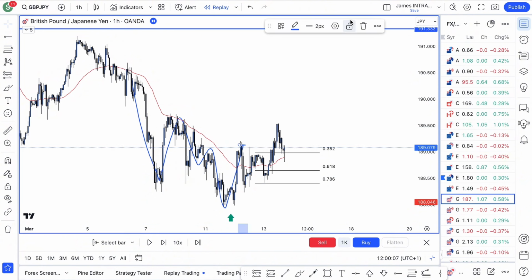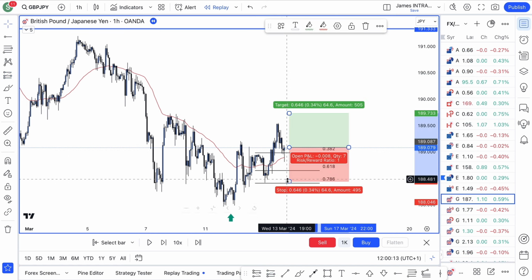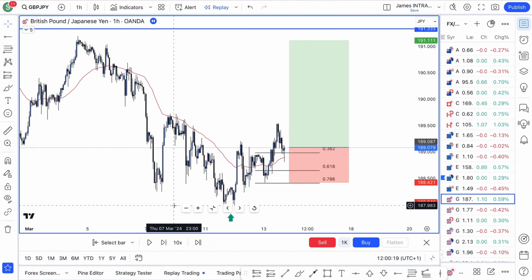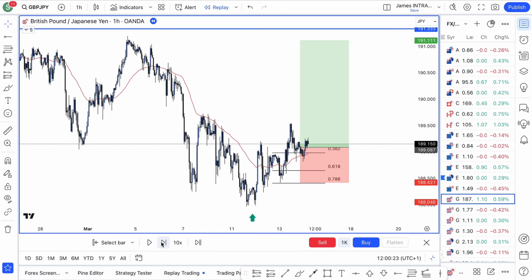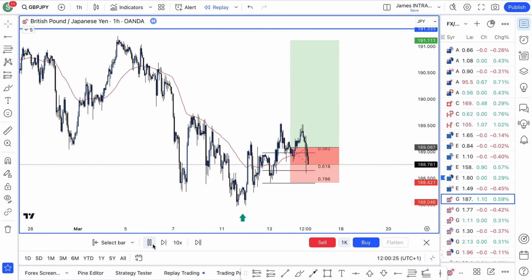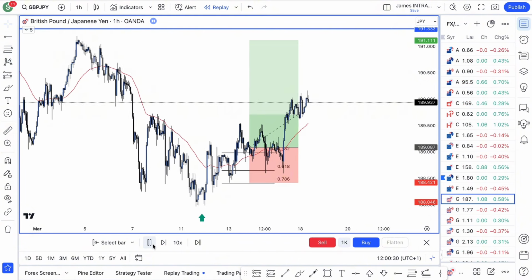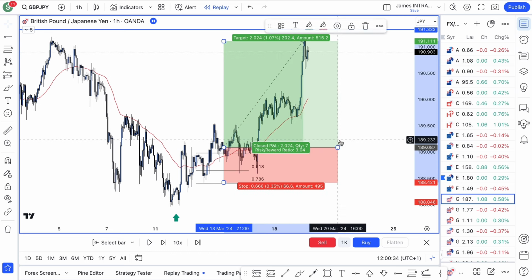So let's just remove this. Our entry would be here, stop at the 0.786, target the high. That's a 3-to-1, which would be nice. Again, nice opportunity. So let's see how this plays out. We know that when we looked at the daily directional prediction, it did continue in our favor. So that's how we would enter.